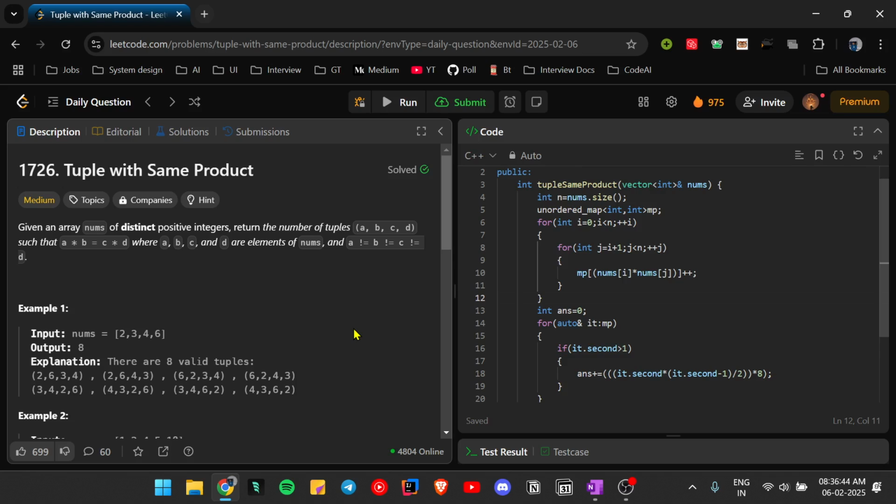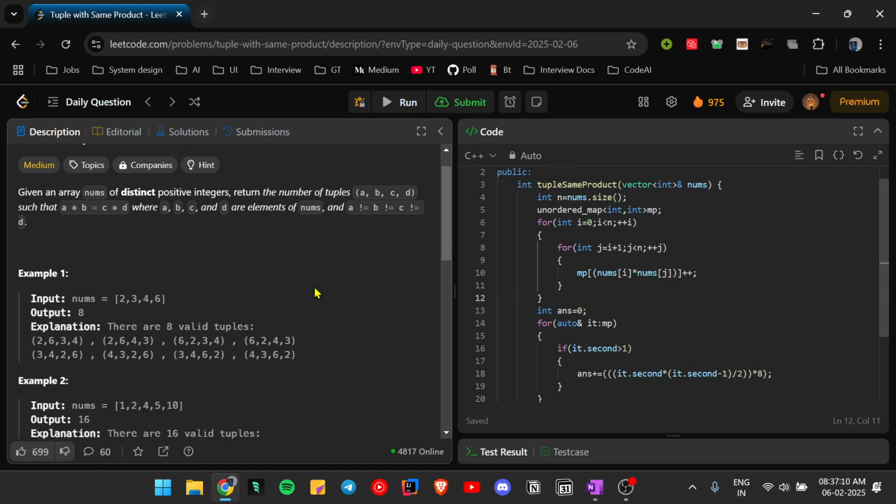The problem is Tuple with Same Product, and in this problem we are given a nums array of distinct positive integers, and we have to return the number of tuples (a, b, c, d) such that a times b is equal to c times d, where a, b, c, d are elements of nums. One more condition: a is not equal to b, not equal to c, and not equal to d. Now let's look at the problem statement.